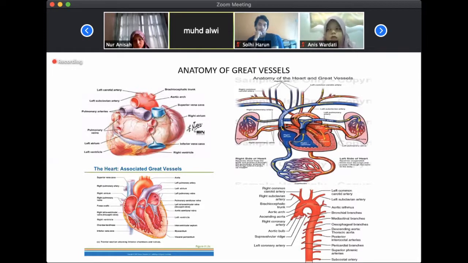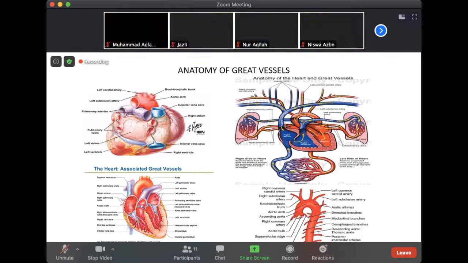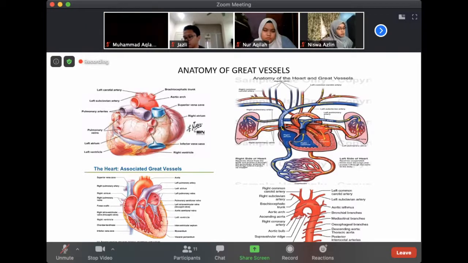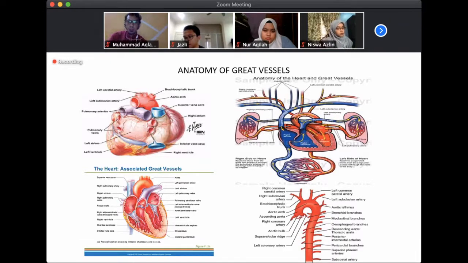Okay, will mix postductally. So that's why one of the best methods to diagnose ductal dependent cyanotic heart disease is by comparing the SpO2 of the upper limbs and lower limb. Okay, if there's a discrepancy between the upper limb and lower limb SpO2, it means there is mixing postductally. Faham tak?